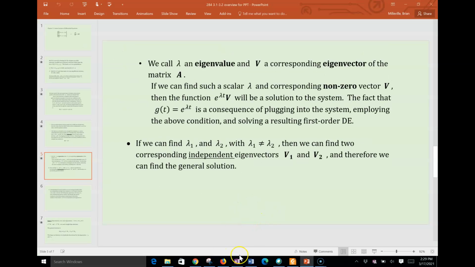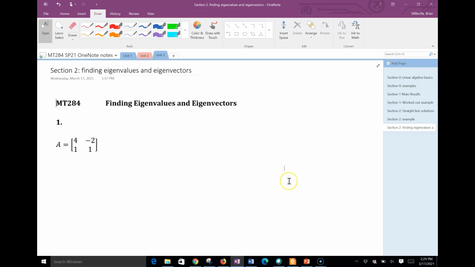Alright, so I'm going to go over and do a couple of examples with that. So we're not going to, in this recording, get to actually solving any initial value problems. We're just going to get good at finding eigenvalues and eigenvectors. Alright, so what do we need to look for?